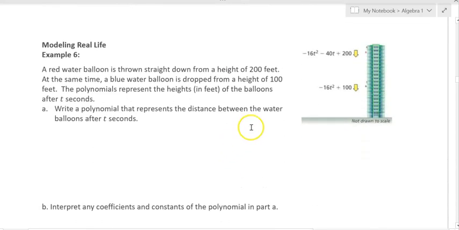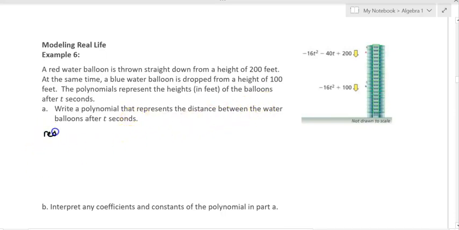Okay, so look at this word problem. It says there's a red balloon, that's the top one. It's thrown straight down from a height of 200. That's the 200 right here. And then at the same time, a blue balloon is dropped from 100. So there's slightly different equations. This equation is longer because it involves force, because it was thrown versus just being dropped and letting gravity take it. Now, it says that t is how many seconds since they were released. Write a polynomial that represents the distance between the water balloons after t seconds.